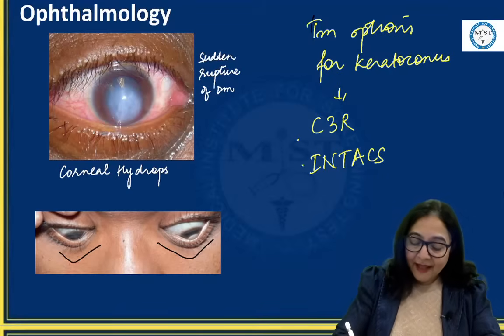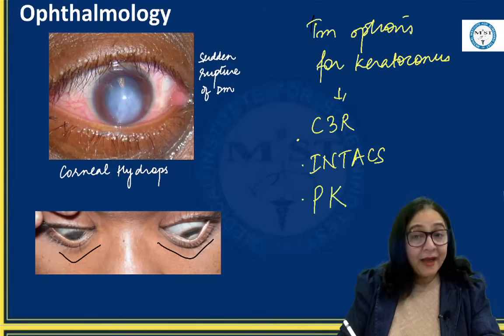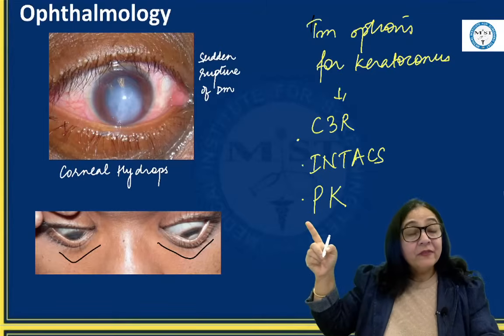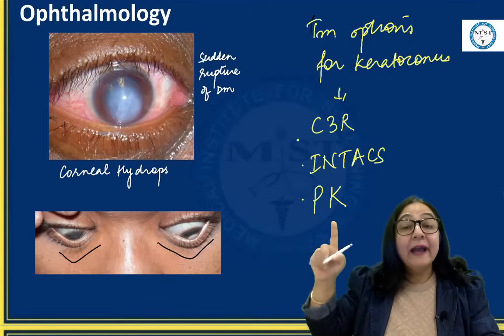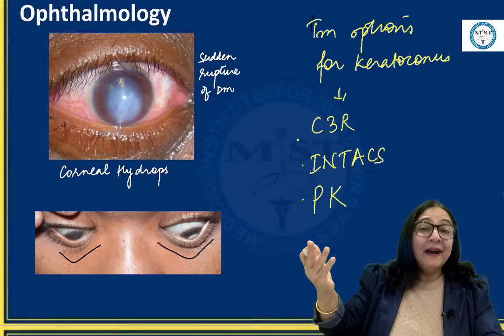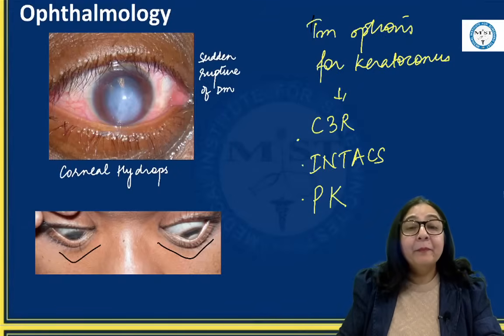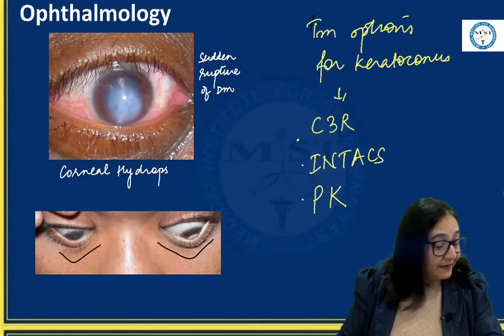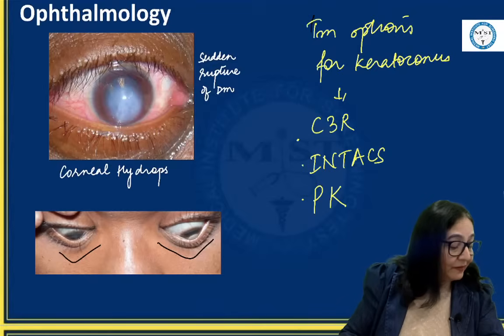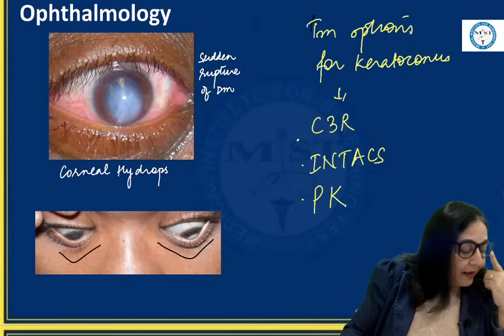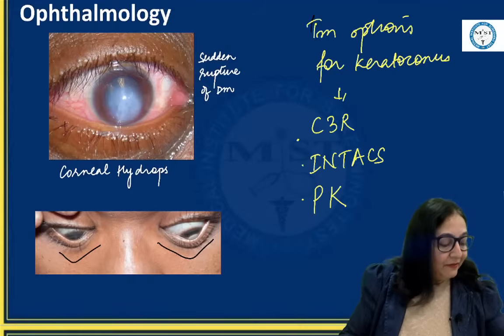Okay, right, and it may also require penetrating keratoplasty, when because of the recurrent episodes of corneal hydrops, there is corneal scarring, then you might require penetrating keratoplasty. Correct? Yes, very nice.